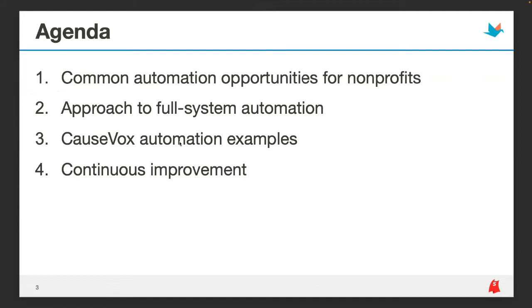Today, we're going to set the stage for what can be accomplished with CauseVox integrations using Zapier. So we're going to explore some common automation opportunities we see for nonprofits, discuss the approach to full system automation. We're going to look at some examples of CauseVox automations, including a demo of how to set one up, and then review our continuous improvement model that we apply for automations using Zapier.